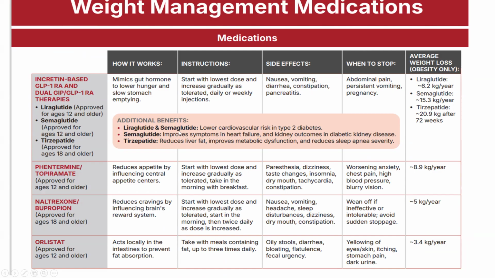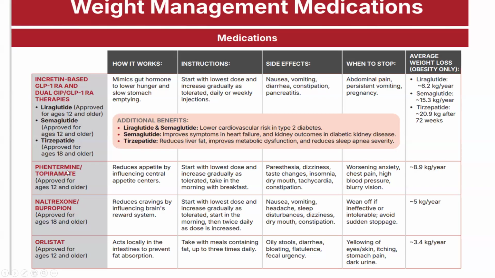Additional benefits: liraglutide and semaglutide have been shown to lower cardiovascular risk in type 2 diabetes. Semaglutide improves symptoms in heart failure and kidney outcomes in diabetic kidney disease. And tirzepatide also reduces liver fat, so it is helpful in fatty liver, reduces sleep apnea severity, and improves metabolic dysfunction. So it improves all the metabolic dysfunction associated with liver disease as well. These are from the latest studies for tirzepatide as well.